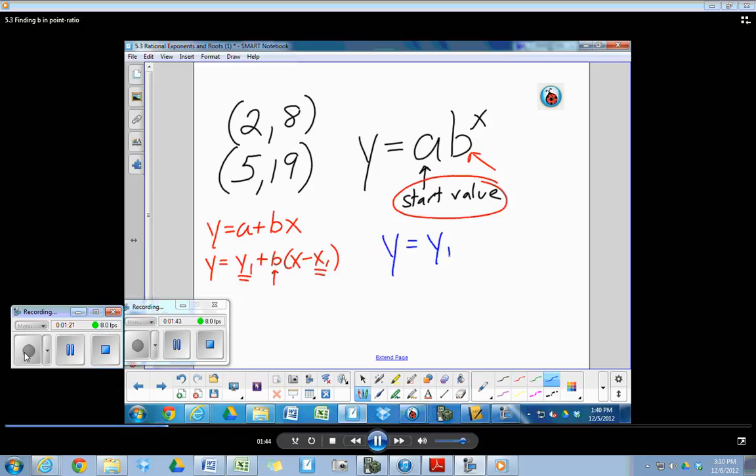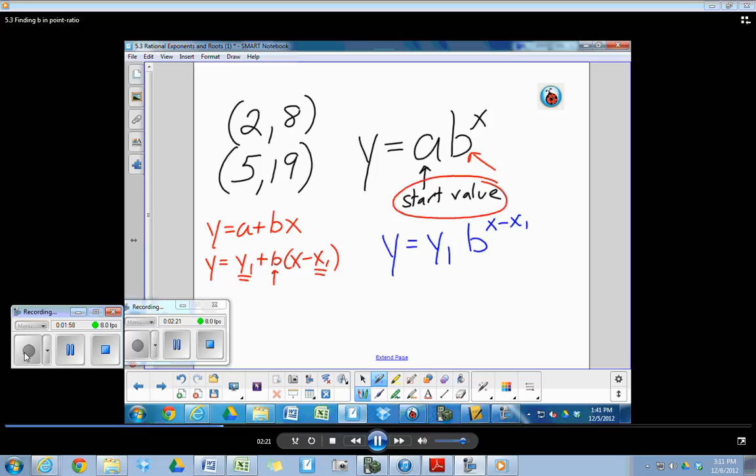With point ratio form, it's kind of similar to what we had with point slope form, but you have y equals y1 times b to the x minus x1. So the x1 is the x coordinate of one of the points that you know, and y1 is its partner. So it's a point on the curve. 2, comma 8, for example, will go in for x1 and y1. b is the common ratio, or the growth slash decay factor that we're trying to find. It's what we don't know in this problem.